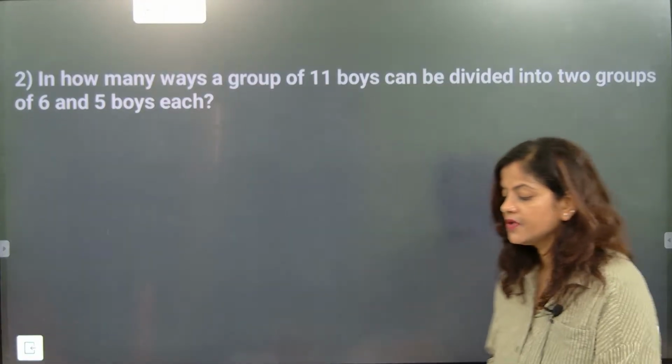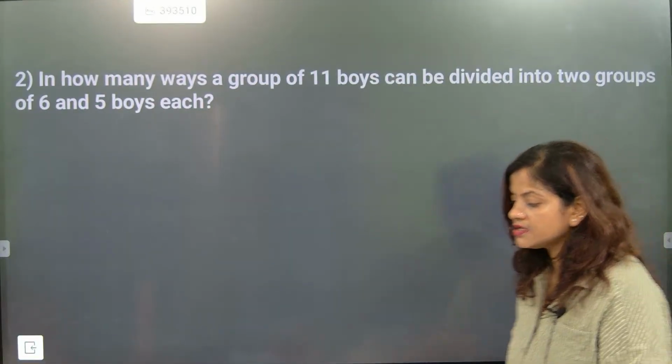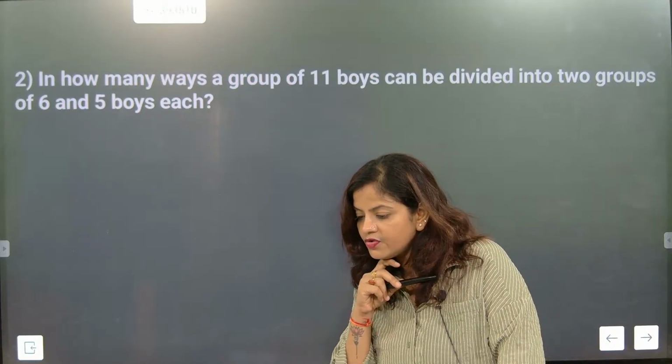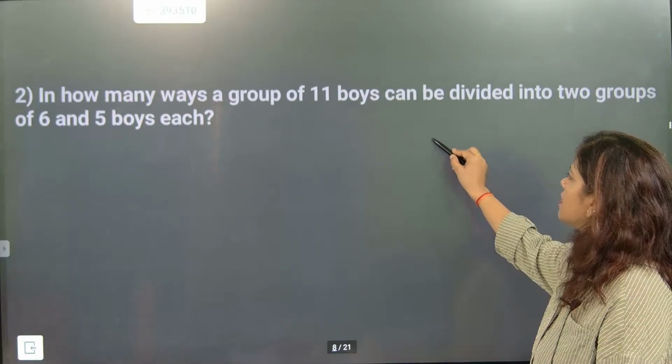Absolutely correct, Rudra. So now let's check this one out. Rudra has given the correct answer, I need to solve and check it. 11 can be divided into 4, 6. Huh? So beta, here 11 students are there.